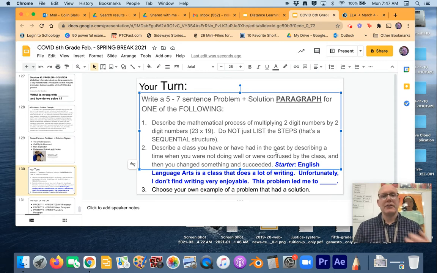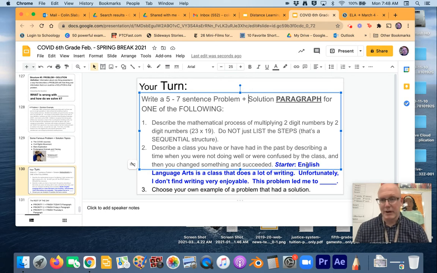2, I want you to describe a class you have or have had in the past by describing a time when you were not doing well or were confused by the class, and then you changed something and succeeded. So this is an example of, it wasn't going well. The problem was I was failing. I was dropping the ball. Then I decided to change something and it went better. That's problem solution, right?